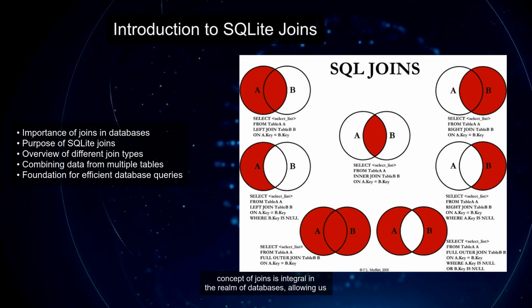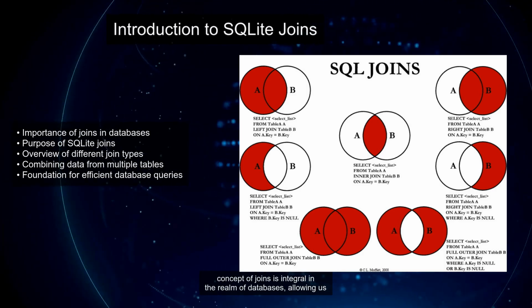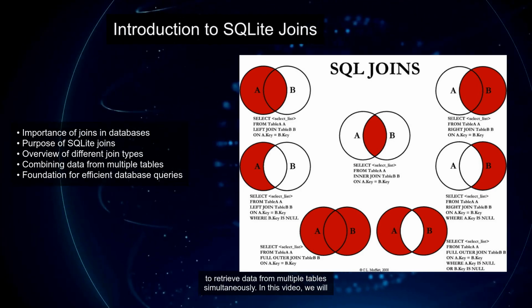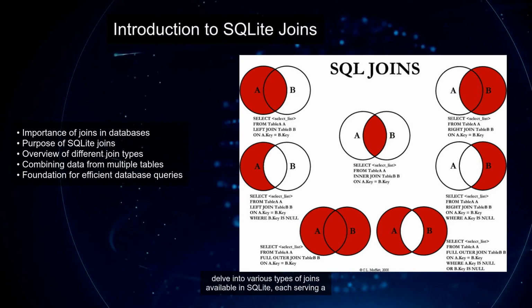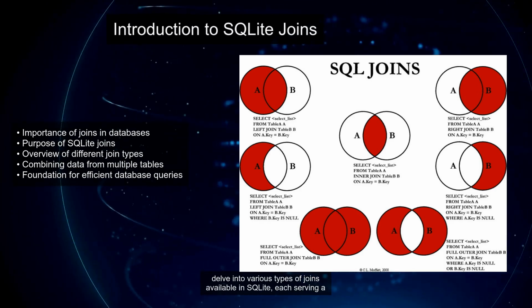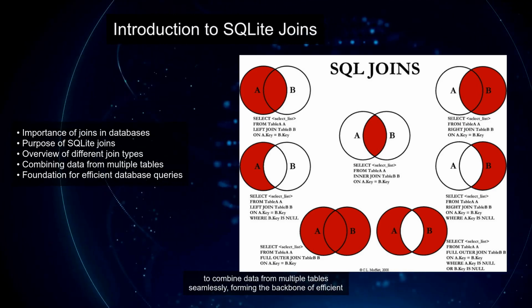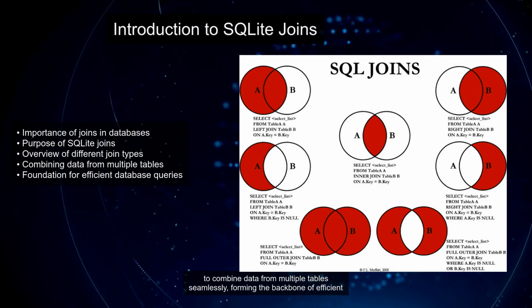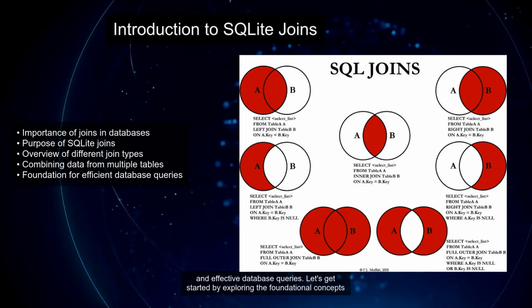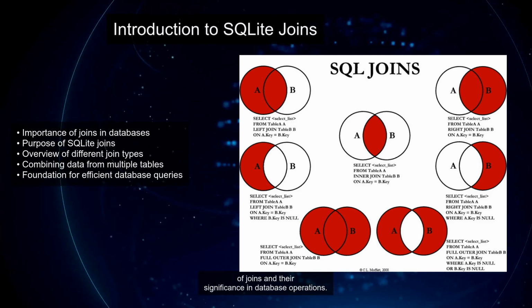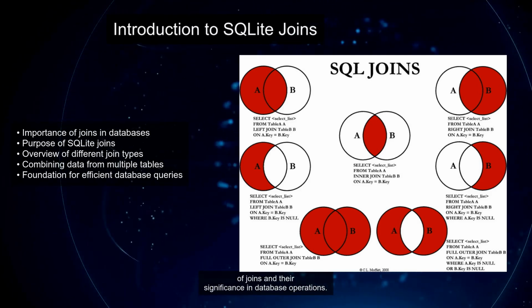The concept of joins is integral in the realm of databases, allowing us to retrieve data from multiple tables simultaneously. In this video, we will delve into various types of joins available in SQLite, each serving a unique purpose in data management. By understanding these joins, you'll be equipped to combine data from multiple tables seamlessly, forming the backbone of efficient and effective database queries. Let's get started by exploring the foundational concepts of joins and their significance in database operations.